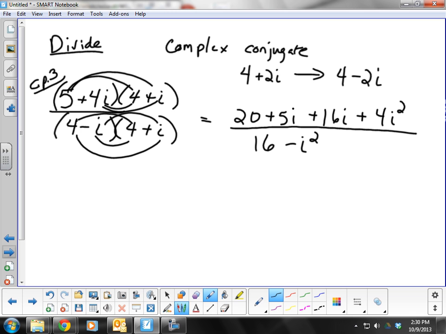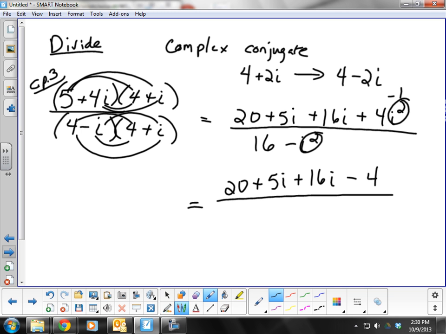Okay? All right. Now, what do I need to do before I do anything else? Nope. Take care of the i squares. I want to take care of the i squares. No, i squared is negative 1 here, so that's going to make this. So I've got 20 plus 5i plus 16i minus 4. And so this is going to become negative 1, so I get 16 plus 1.